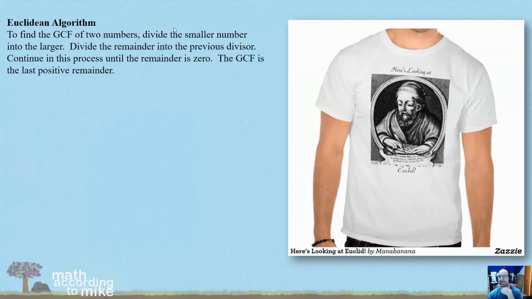That's nice. Okay. Euclidean algorithm. To find the GCF of two numbers, divide the smaller number into the larger. Divide the remainder into the previous divisor and continue until the remainder is 0. The GCF is the last positive remainder. That might not make any sense until we do an example.